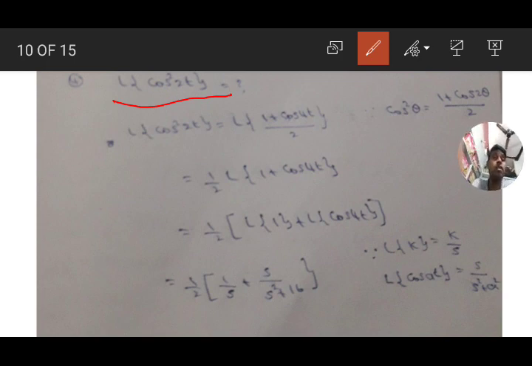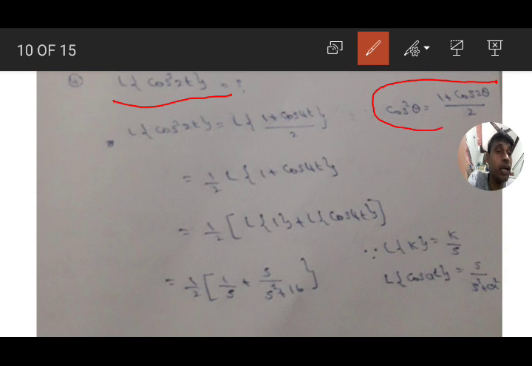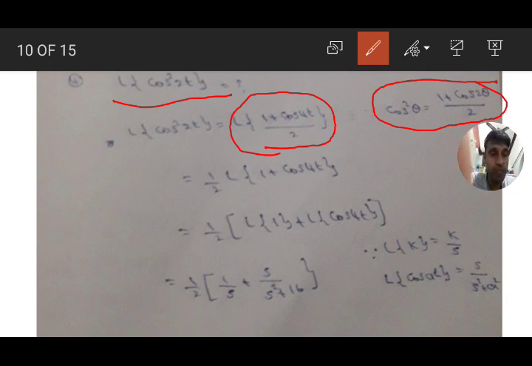So first we simplify using trigonometric identities. We have the formula for cos square theta. Cos square theta formula is 1 plus cos 2 theta by 2, where here theta means we have 2t. So by simplification, cos square 2t, we can write as 1 plus cos 4t, 2 into 2t, 4t, by 2. So here 1 by 2 is outside. So we get 1 by 2 L of 1 plus cos 4t.